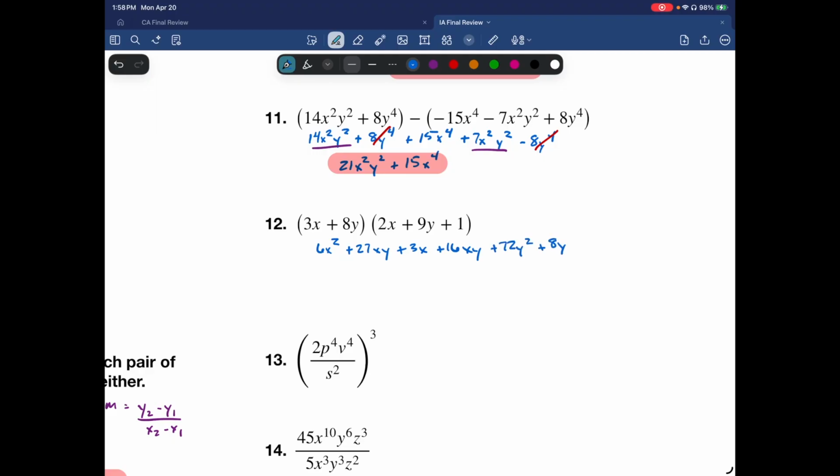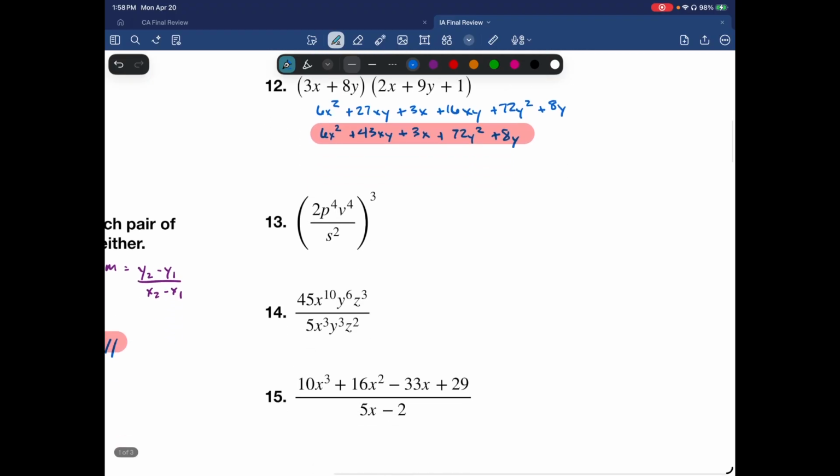Combining the like terms. All right, so I got 6x squared. I got xy and xy, so 27 plus 16 is going to be 43, so plus 43xy plus 3x, plus 72y squared plus 8y. You have a mix of terms, x's and y's, so as long as you combine like terms, the order is not set in stone. All right, so there you go.